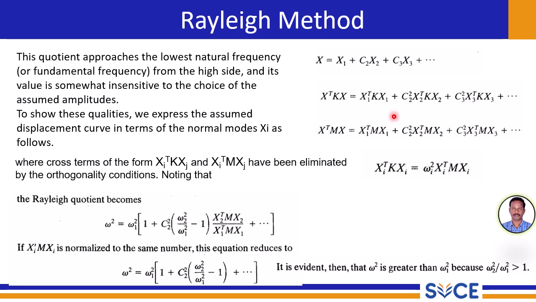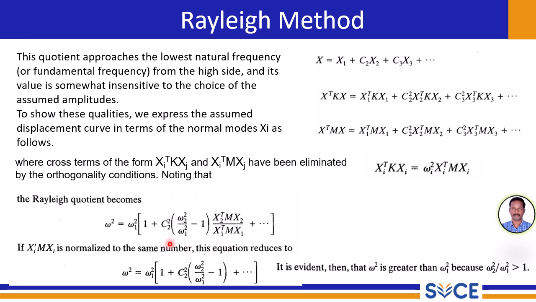Substituting the above expressions for X transpose K X and X transpose M X, and normalizing the same for all i for simplicity, the Rayleigh quotient becomes omega square equals omega n square times the expression in brackets. From this expression, we can clearly see two things. Omega 2, omega 3 are higher natural frequencies than omega n.